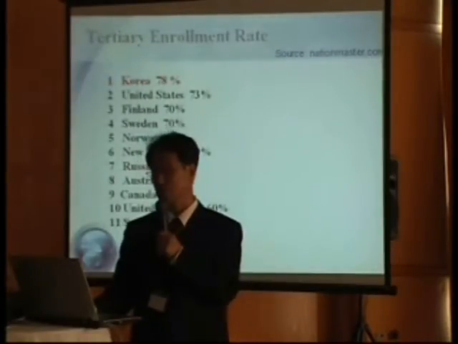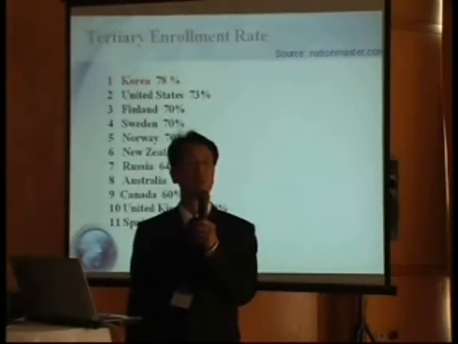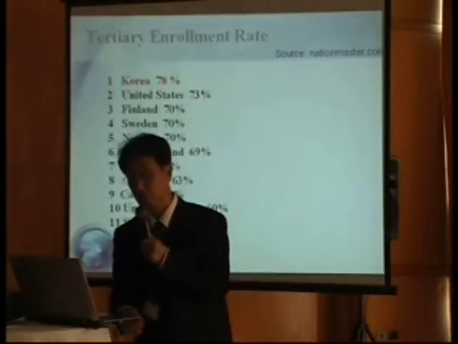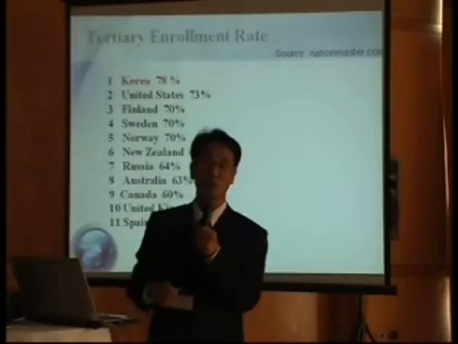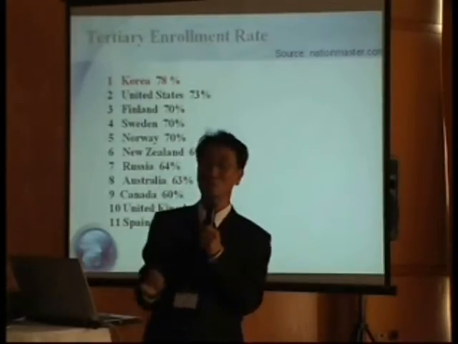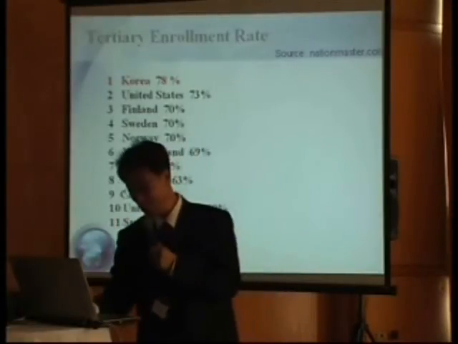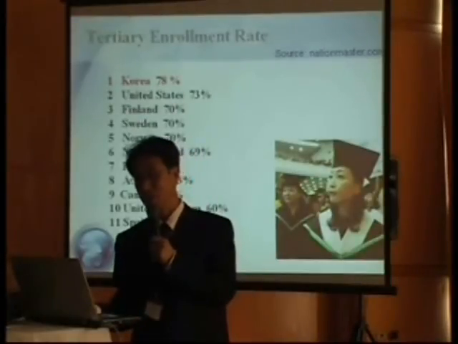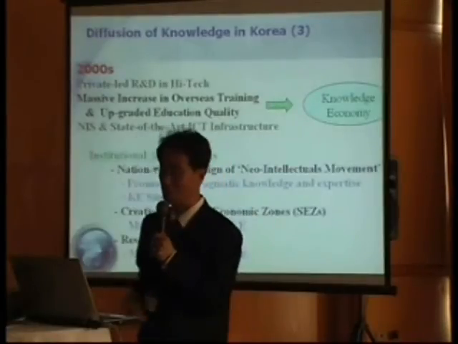This is the result. Nowadays, the tertiary enrollment ratio is top of the world. It's even higher than the United States and Finland, and 70% of the age level enters university. But don't be surprised, that's just the quantity. I will talk about quality later on. Anyway, Korea enjoys a very high level of tertiary education enrollment nowadays.